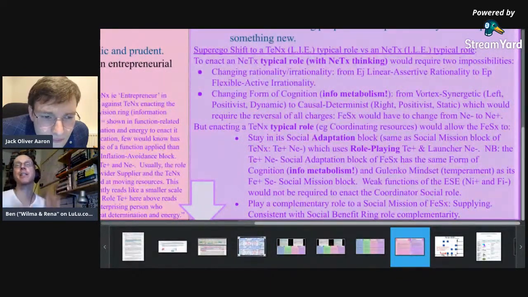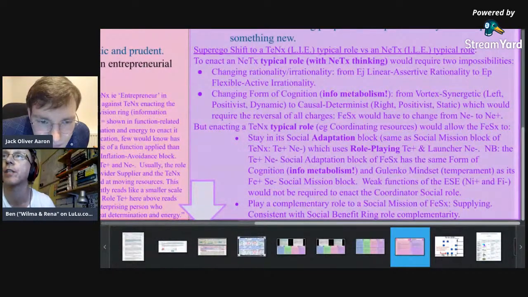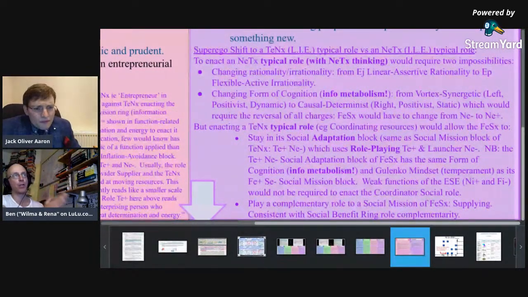But enacting an ENTJ typical role, coordinating resources, would allow ESFJ to stay in its social adaptation block. Same as that, which uses role-playing TE plus and non-sharing mind. The TN uses social adaptation, has the same form of cognition, same Gulenko mindset. Weak functions of the ESE would not be required to enact the coordinator social role, but in a different type of relationship, they are going to clash on each other. And this is where we get back to the issue with relations of social benefit.